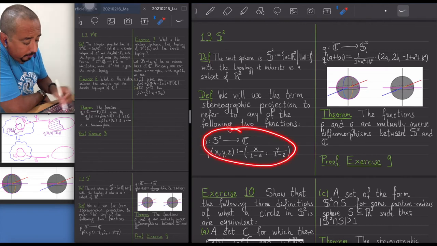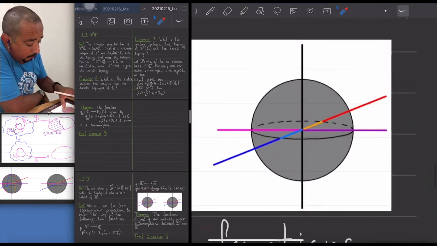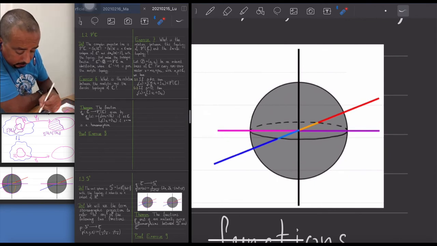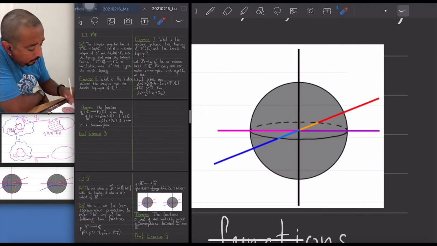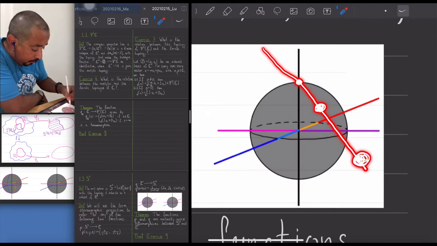Where do these formulas come from? It is very easy to derive them, because conceptually what we do is consider the North Pole, the point 0, 0, 1, and take any straight line passing through that North Pole. If the line is not horizontal, let's say it intersects the sphere at this point and the complex plane at this point. Then we declare P to map this point to this point, and Q to map this point to this point.